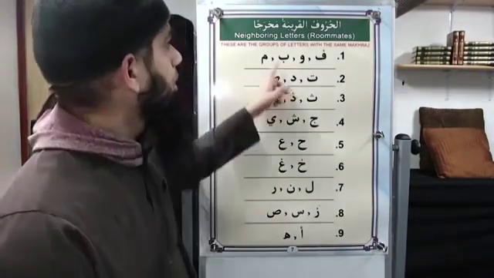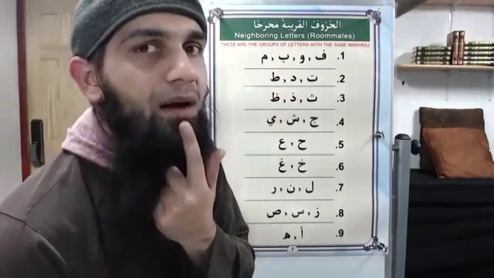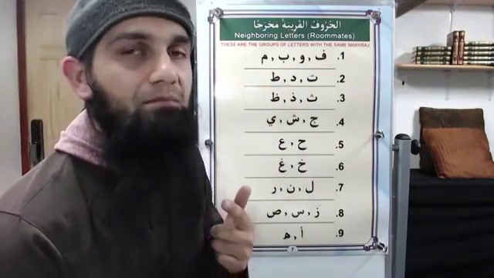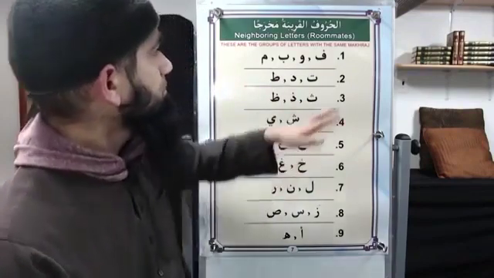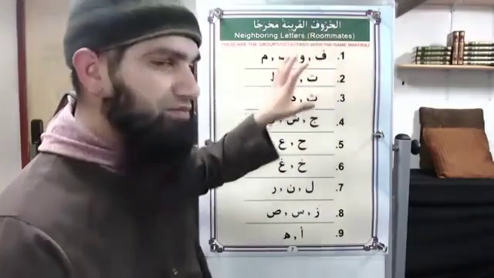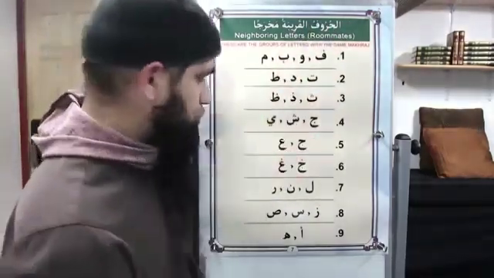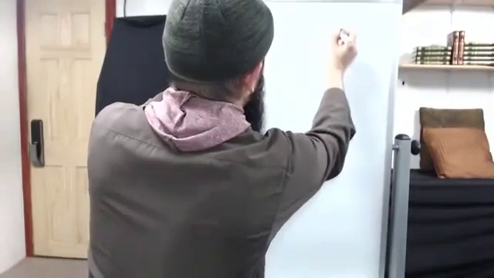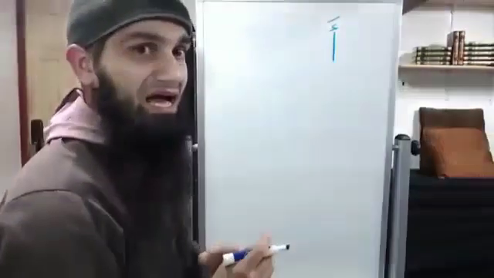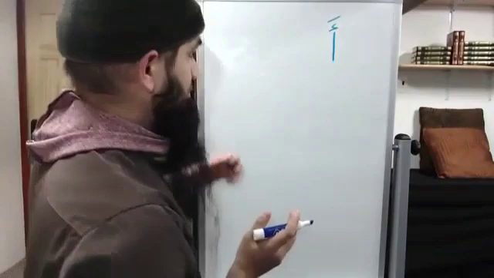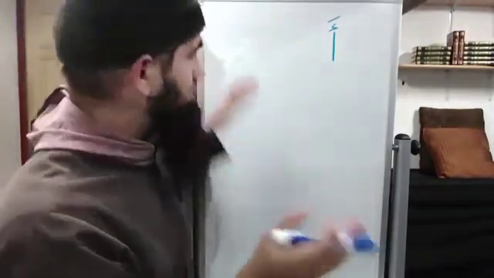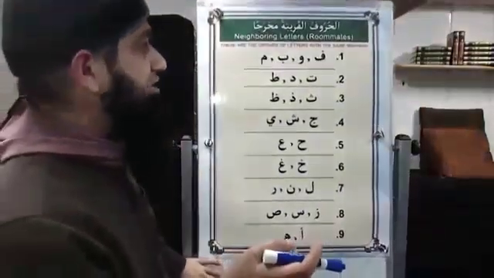This one, ba, b, b. And this one, m, m, m. So, to produce the sounds of these letters, what we're going to do is place Hamza Fatha before the letter, right? Hamza Fatha, which is the A sound.